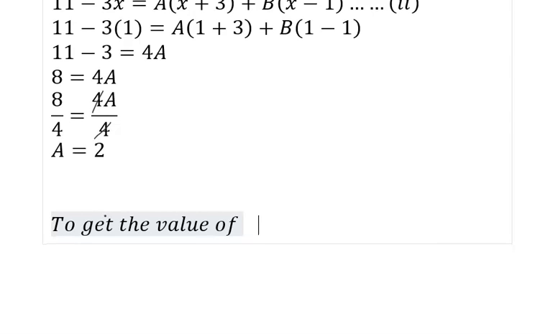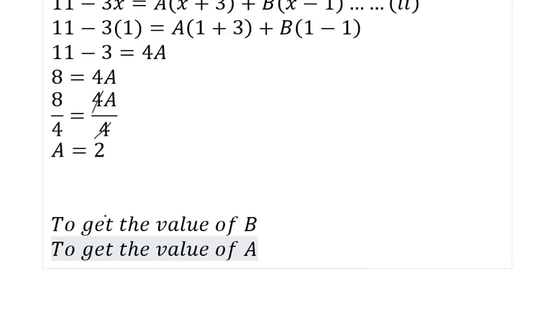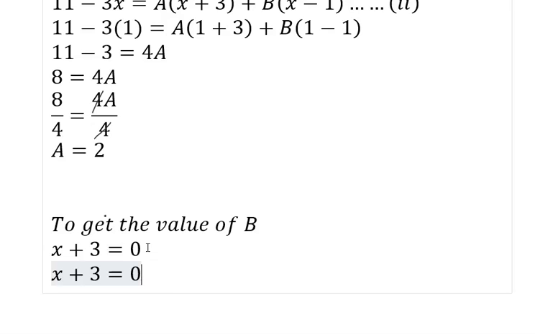To get the value of b, we go straight to what we factorize for b, which is x plus 3. We equate it to 0. So with that, if we bring out our 3 that we have here, it will be minus 3. So our x is now minus 3.